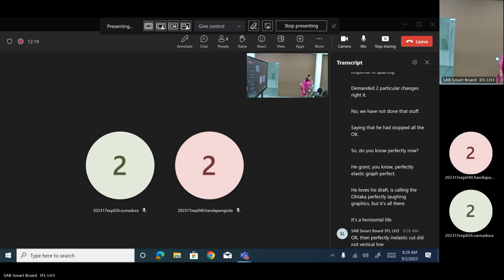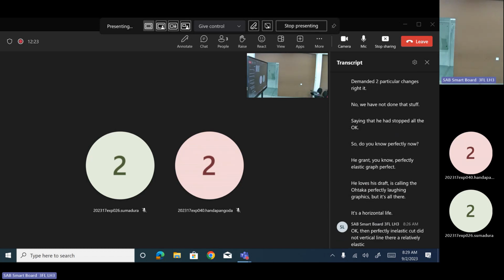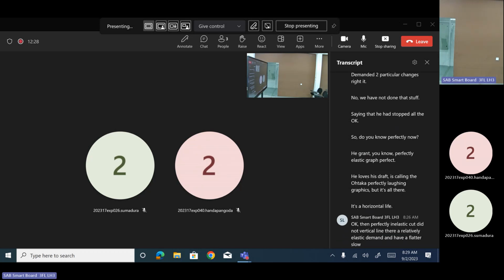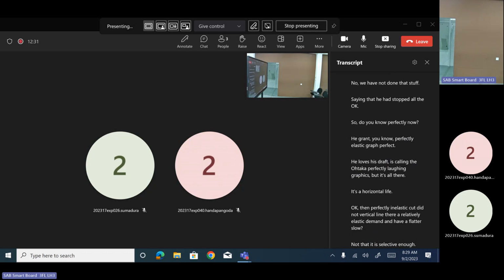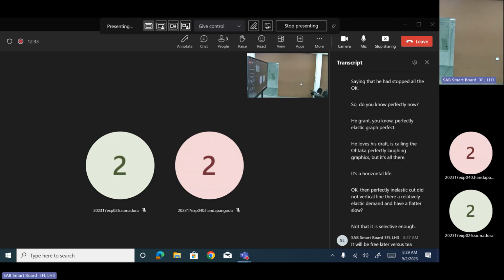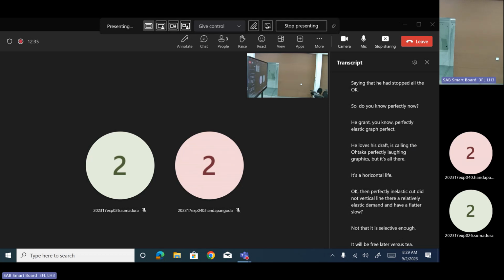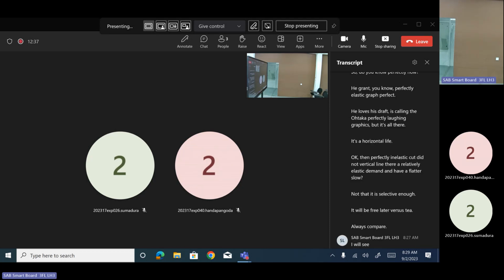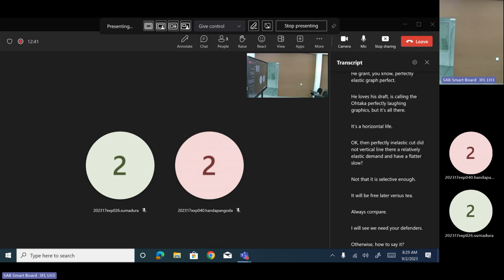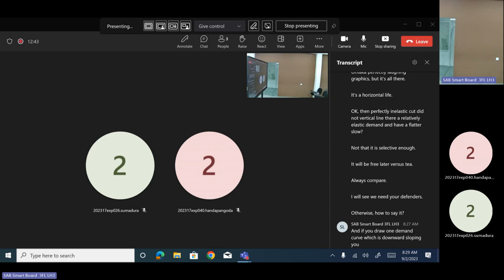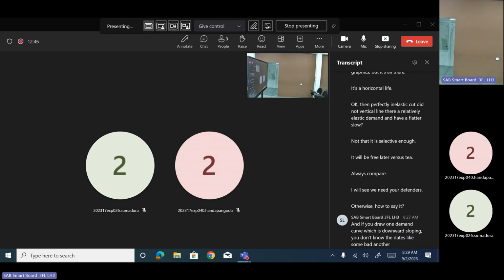Then a relatively elastic demand curve will have a flatter slope. If it's relatively inelastic, it will be steep. Flatter versus steep: to compare, we always need two demand curves. If you draw one downward sloping demand curve, you don't know whether it's flat compared to another demand curve or not.